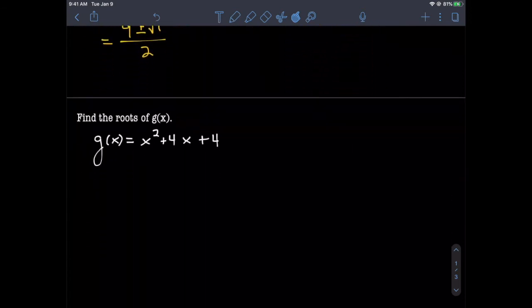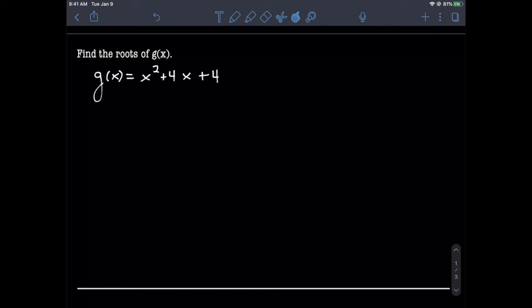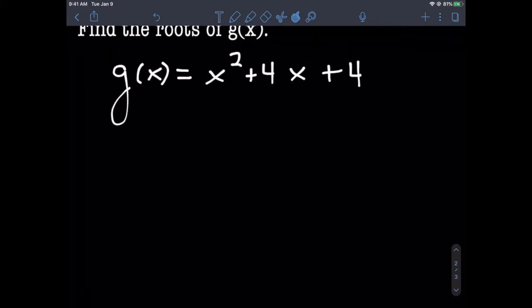So this time we are asked to find the roots of g of x, where g of x is equal to x squared plus 4x plus 4. Now remember, roots are the same thing as x-intercepts, are the same thing as zeros, are the same thing as solutions. So we're going to be doing exactly the same thing here, using the quadratic formula. First order of business as usual is to find our a, b, and c values.